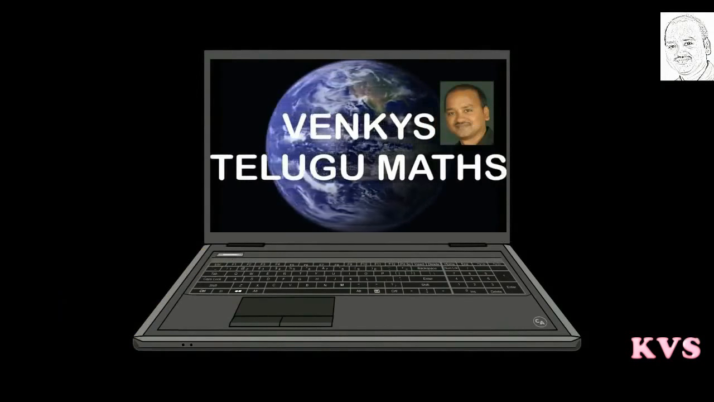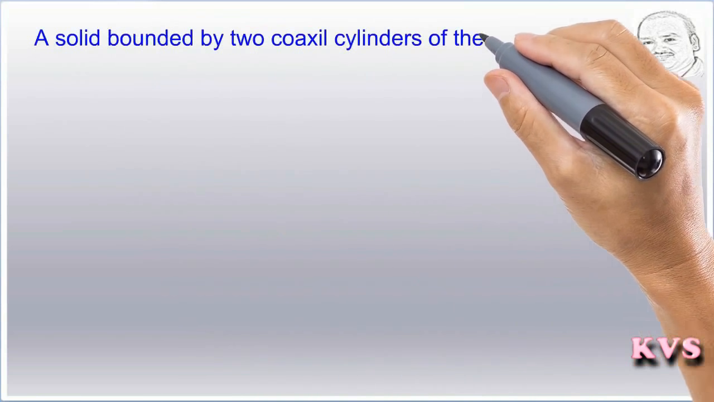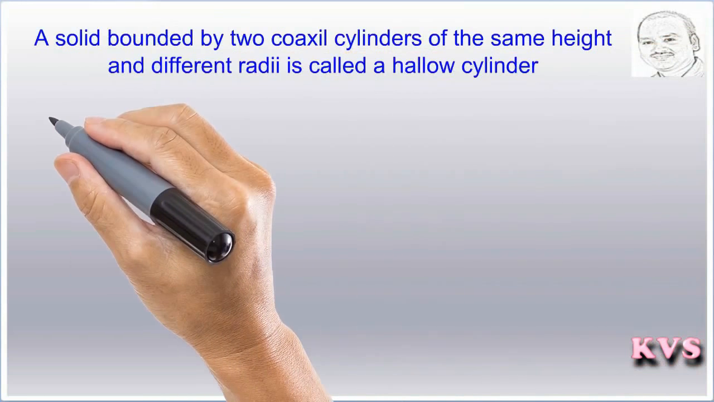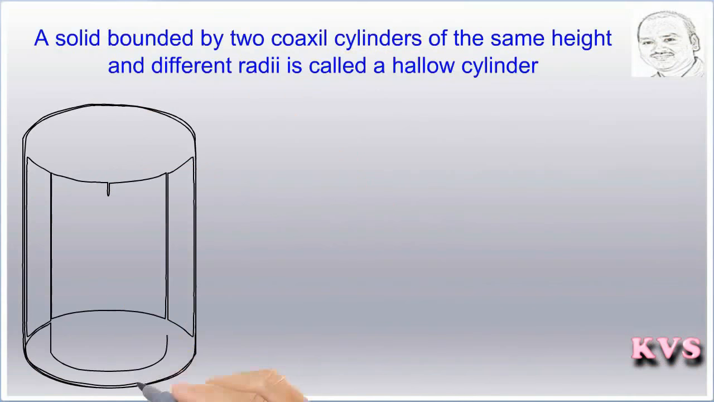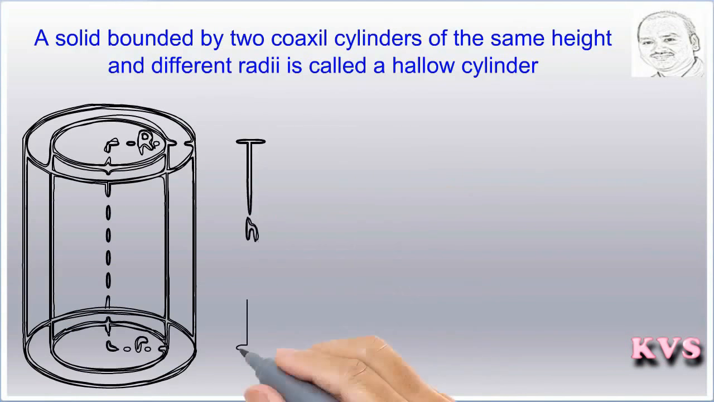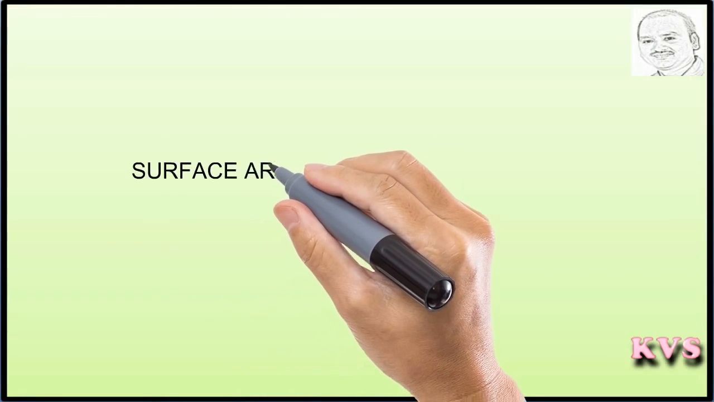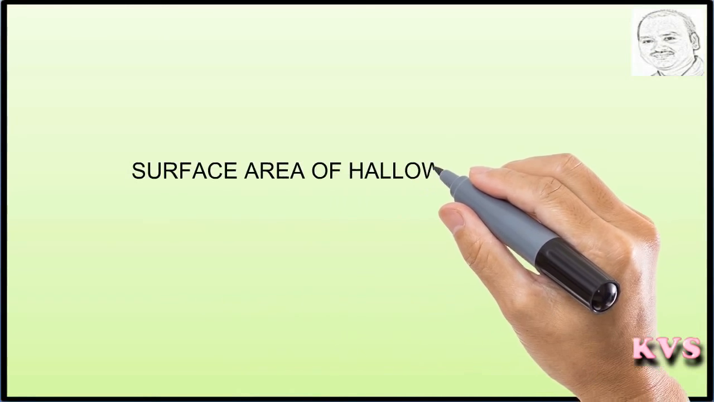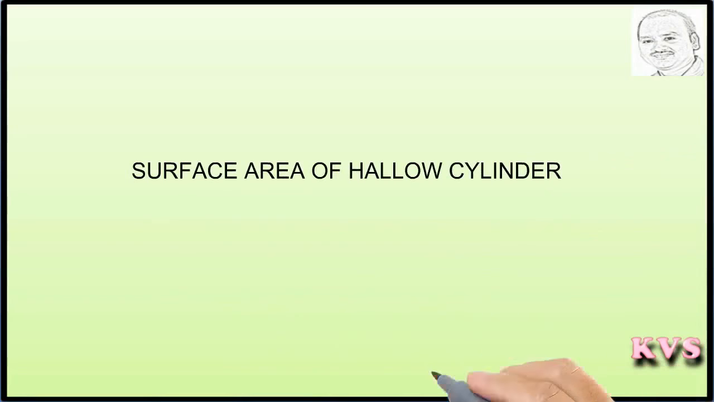Hi, in this episode we are learning about hollow cylinder and its lateral surface area. A solid bounded by two coaxial cylinders of the same height and different radii is called a hollow cylinder. Now we are going to learn surface area of hollow cylinder.